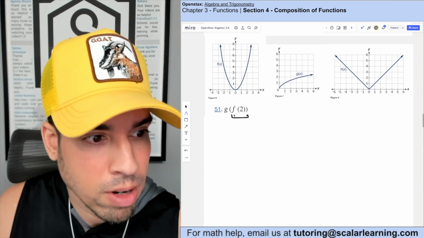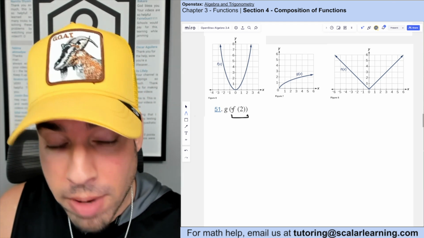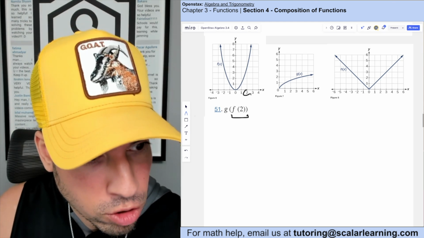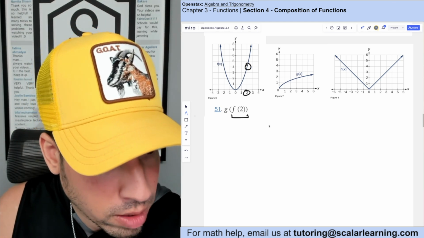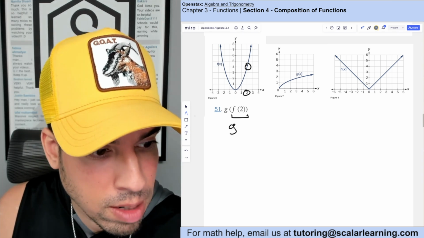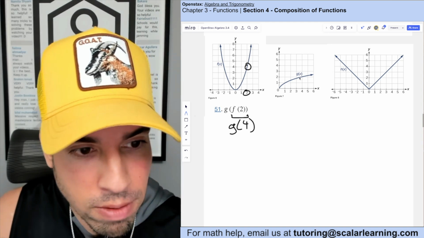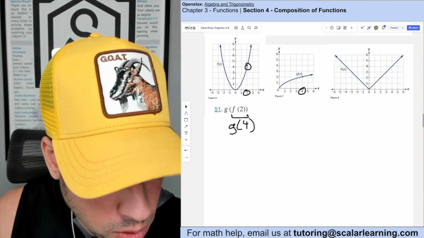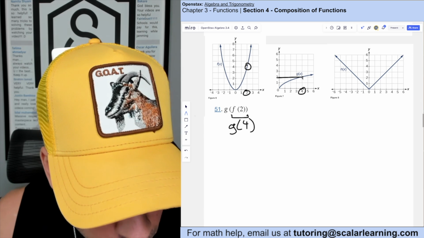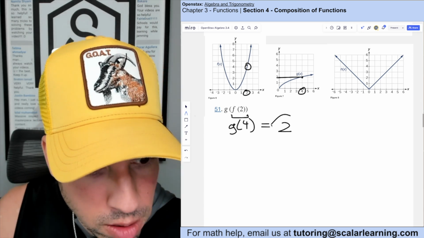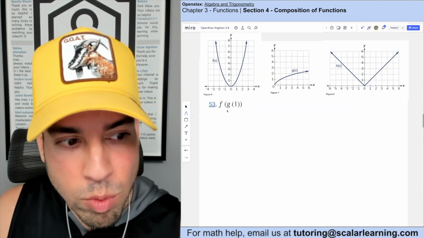So for this one, we're going to start from the inside out. First, we're going to find f of 2. What is the function value of f when x equals 2? Here's 2. We go up. The function value right there is 4. So this is now the same as saying, what is g of 4? So now we go to g of x. Find the function value when x equals 4. It's right here. That function value is 2 for the win. Boom. Done.